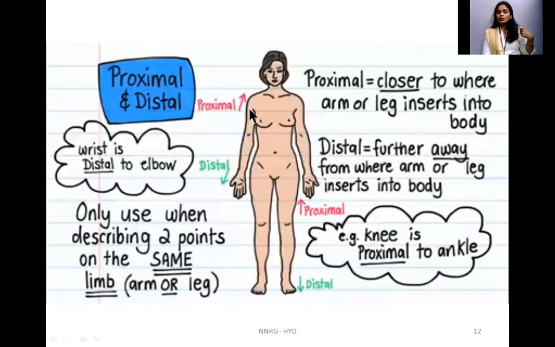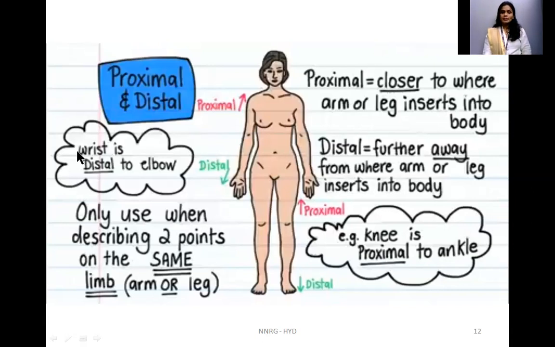Proximal is a closer point to the insertion point where the limbs are getting attached to the body. So anything that is closer to the attachment, that's called proximal. Anything that is away from this particular attachment, that is called distal. Okay. So example here is, this is knee. Knee is proximal compared to this ankle. Okay, this is towards the insertion point or the joining point. So this joining point, that's called proximal. That's why knee compared to ankle is proximal.